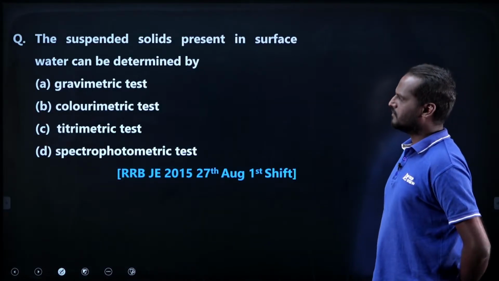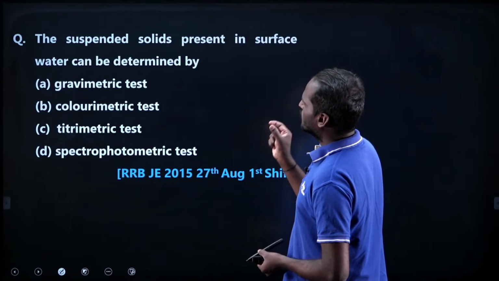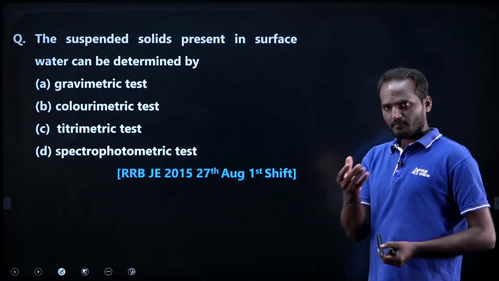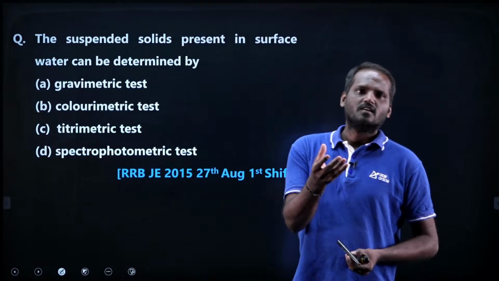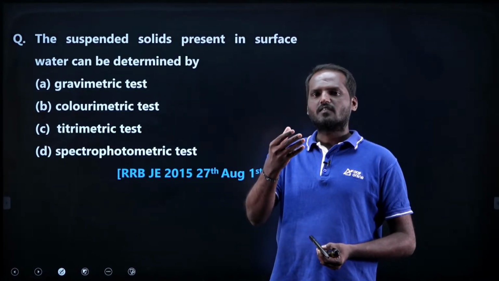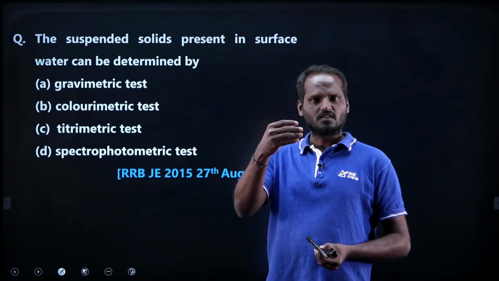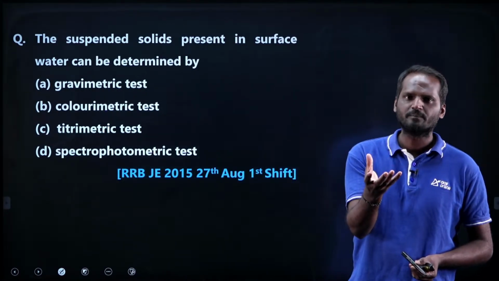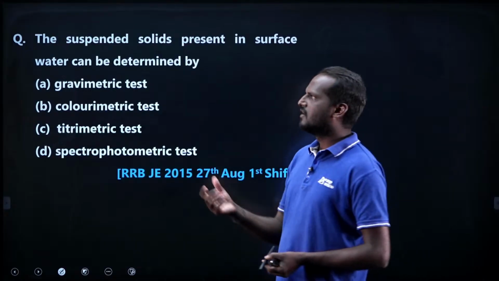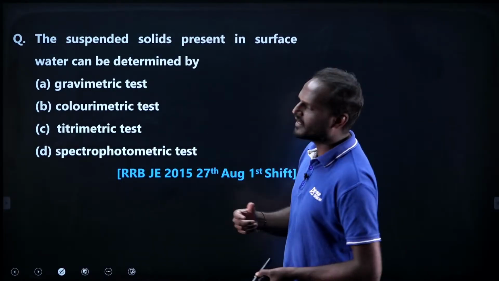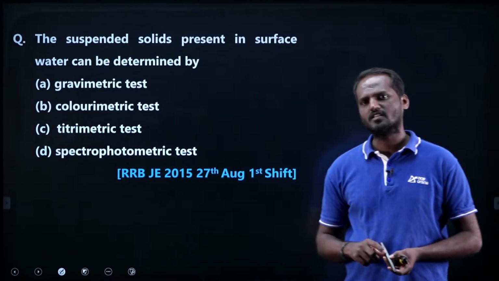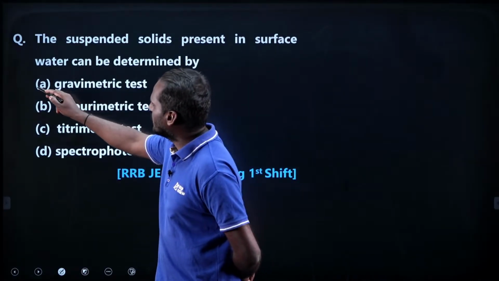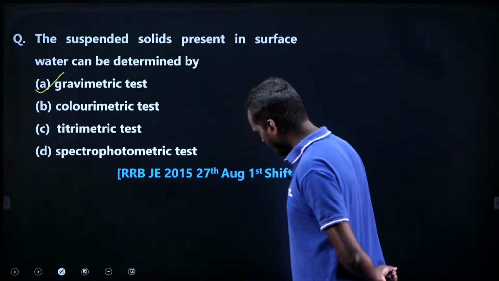Okay, the next question is, the suspended solids present in the surface water can be determined by what? Suspended solids have a specific gravity more than that of water. They are removed by gravity, right? You all studied this. How can we determine the presence of suspended solids? Suspended solids can be determined by gravimetric method. The answer is option A, gravimetric method.